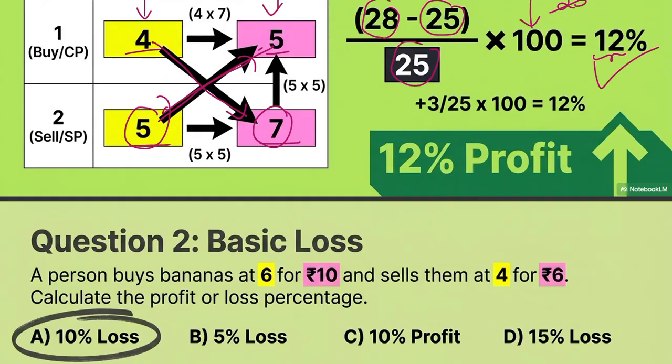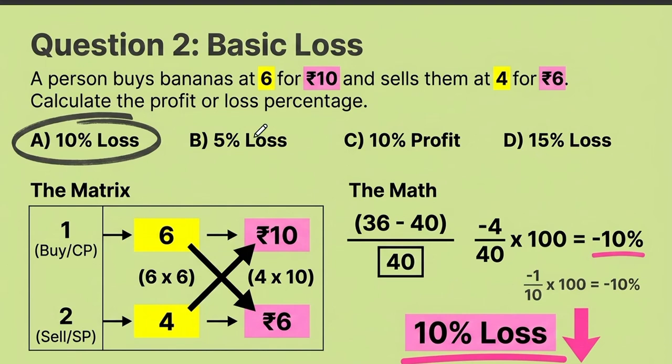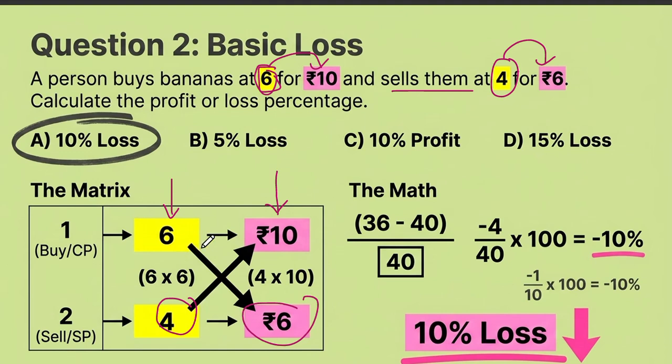Look at the next question. A person buys bananas at 6 for rupees 10. So this is the quantity. We write on the left hand side the number of quantities, which is 6, and the price is 10, and he sells them at 4 for rupees 6. So 4 quantity they are selling for rupees 6. Again we do the cross multiplication.